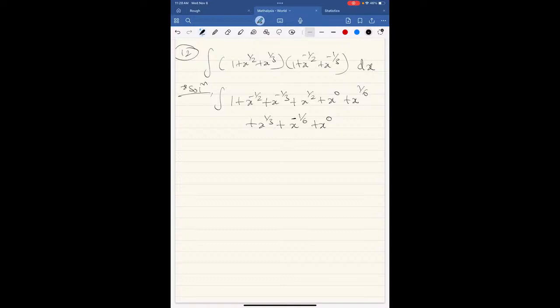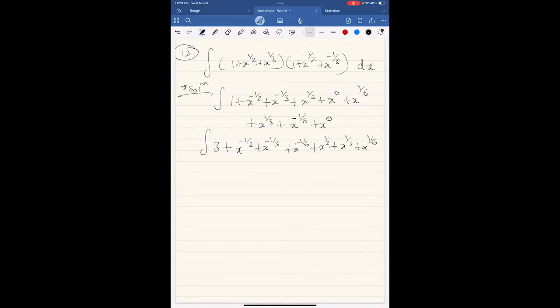Now after that we have 3 plus x to the power minus half plus x to the power minus 1/3 plus x to the power minus 1/6, x to the power half, x to the power 1/3, x to the power 1/6, right?